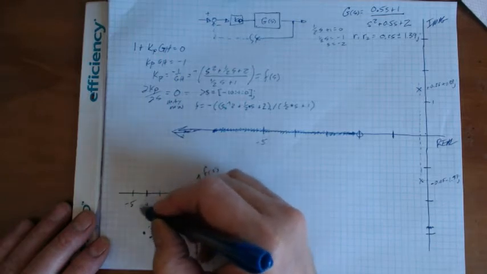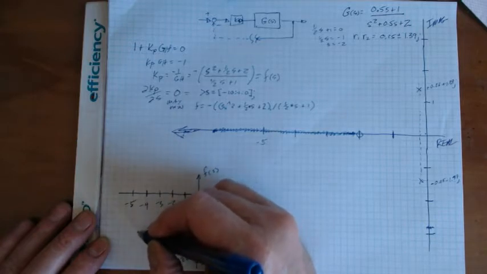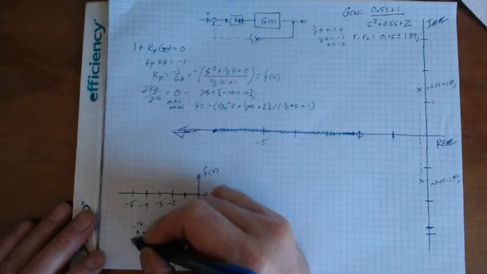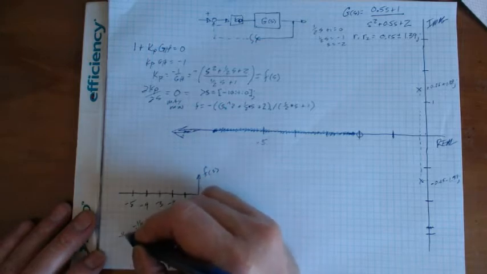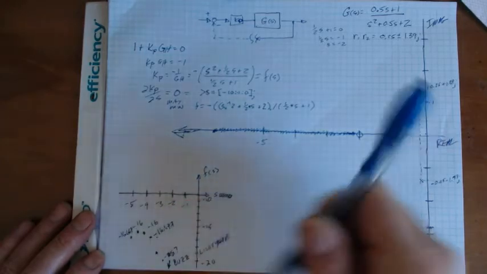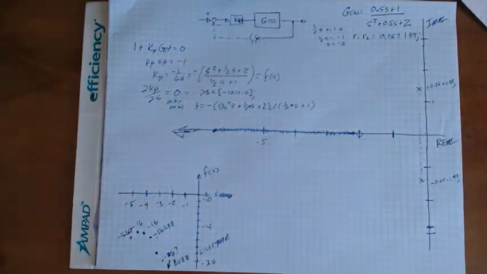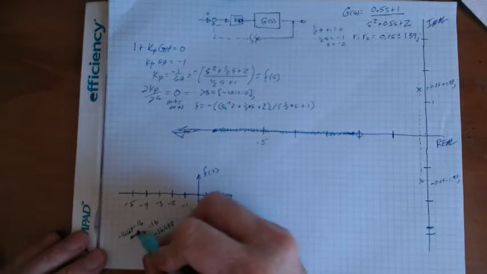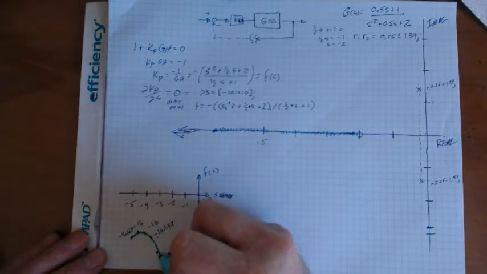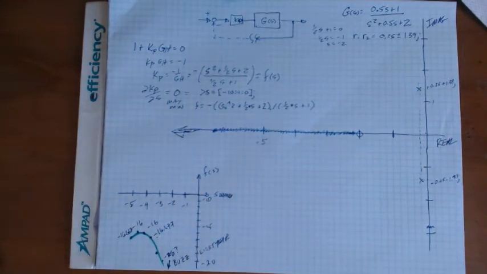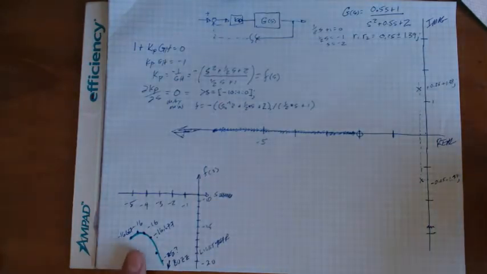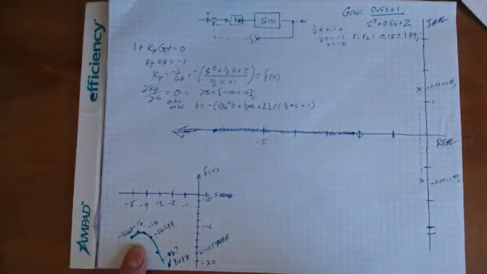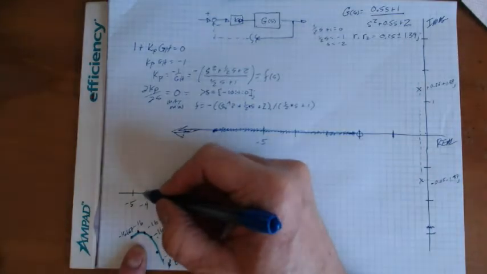Minus 16. At minus 4.5, it's also minus 16. And at minus 5, it is minus 16.667. So you don't have to be a genius here to see that somewhere in between there's a maximum, right? And that maximum is where it breaks away. So let's call that the maximum breakaway point.